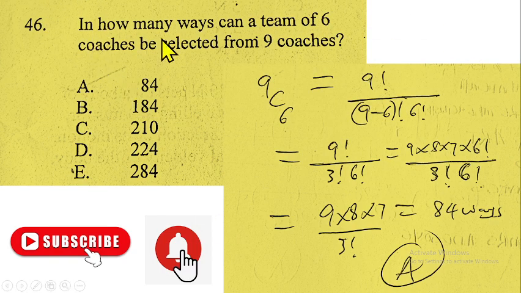Question number 46. In how many ways can a team of 6 coaches be selected from 9 coaches? This is combination. 6 team from 9 coaches, that will be 9 combination 6. So that will give us 9 factorial over (9 minus 6) factorial times 6 factorial. So 9 minus 6 factorial will give us 3 factorial, then 6 factorial. If you expand 9 factorial to 6 factorial, the 6 factorial can cancel the 6 factorial, we have 9 times 8 times 7 divided by 3 factorial left, and that will give us 84 ways. And option A also is the correct option for question number 46.